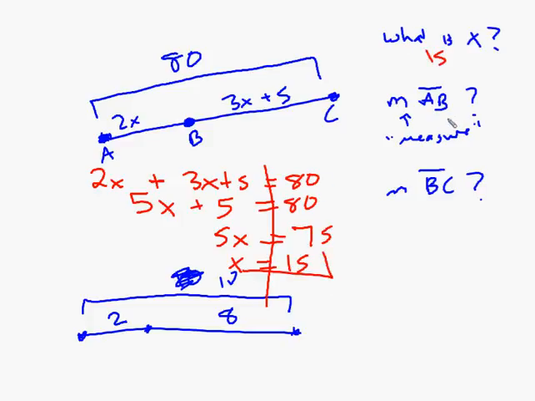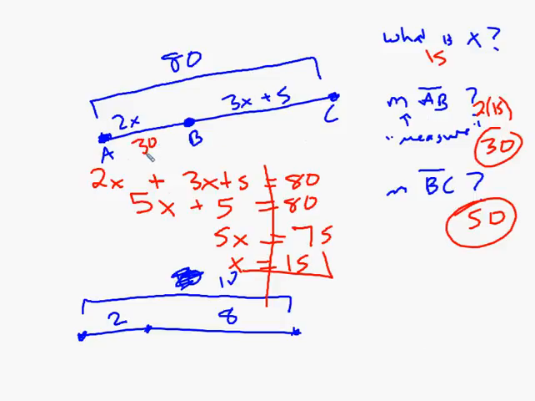If I want segment AB, I put this 15 into that 2x. So 2 times 15, 30. Now I could get this BC two ways at this point. I could take that 15 and put it into here, but faster, take 30 and subtract it from 80 and get 50, because we just found AB is 30 in this previous step. So then this would have to be 50.